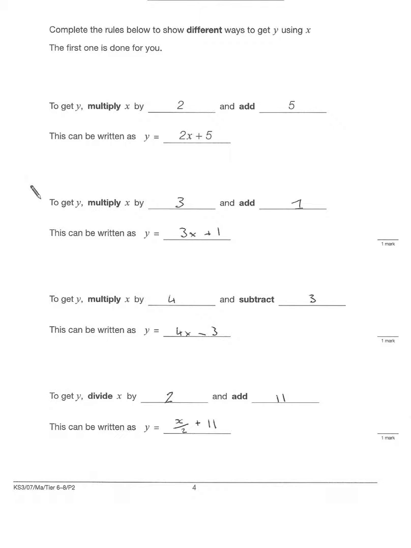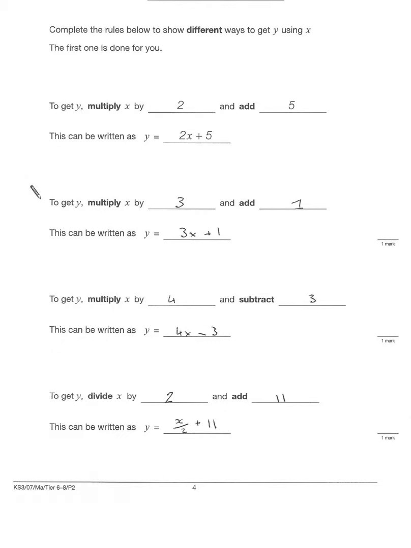Next one's simple. Basically, we repeat the idea. So we times it by 3 and add 1. So this will give us 3x plus 1. We can multiply by 4 and subtract 3 if we want. And this can be written as 4x minus 3.